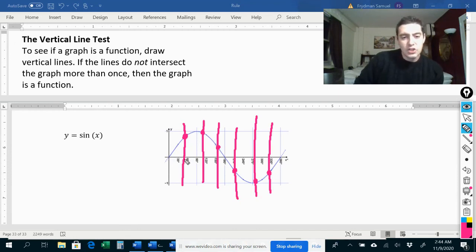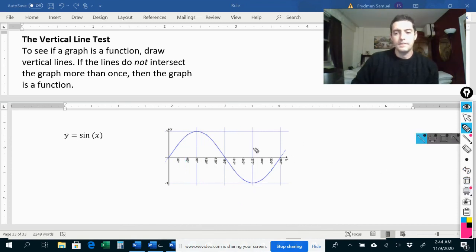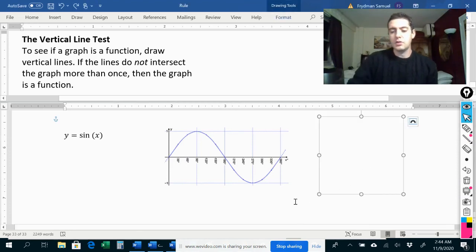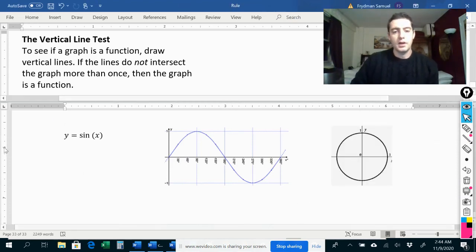And that means that each of these inputs has exactly one output, which is what we want for something to be a function. So yes, this would be a function over here. And actually, this is called the sine function. This is pronounced sine. And here's how the sine graph, by the way, here's where this comes from.